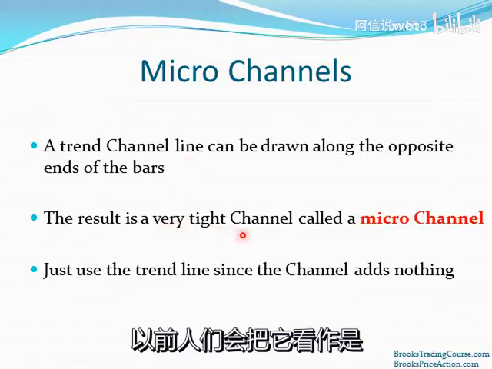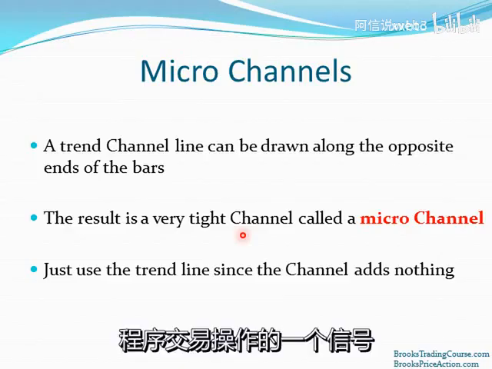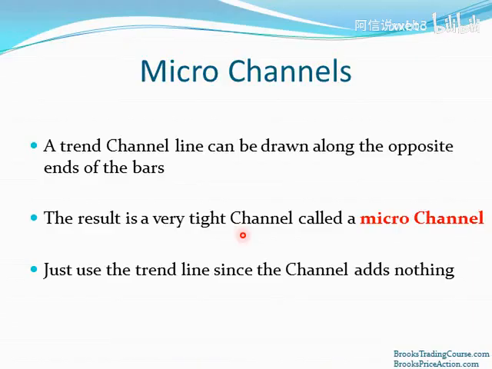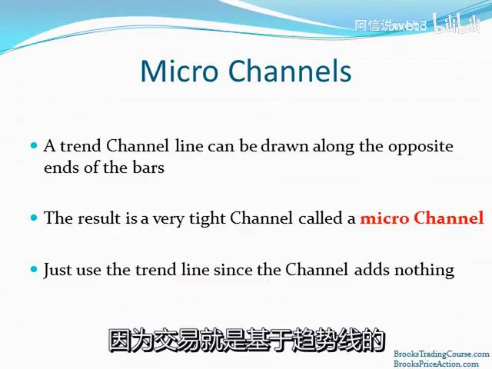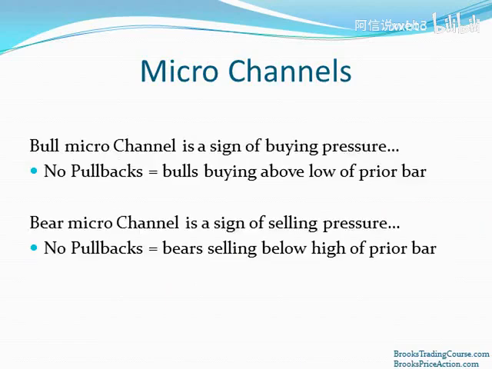In the old days, 20 years ago, people used to refer to it as a sign of a program trade taking place. You really just use the trend line. You don't have to draw the second line, because the trading takes place based on the trend line. You don't have to have two lines down there to trade.